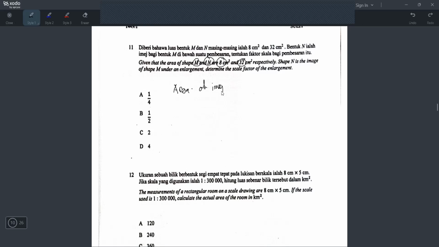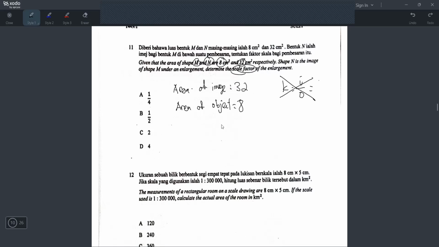N is the image, so area of N, 32, is the area of image. And shape M will be the object, so area of object, which is M, is 8. Now they say determine the scale factor of the enlargement. Formula for scale factor is I divided by O. But if you take 32 divided by 8, then you are wrong already. Why wrong? Because this formula we can only use when you take length of image divided by length of object. So you cannot use this formula actually.